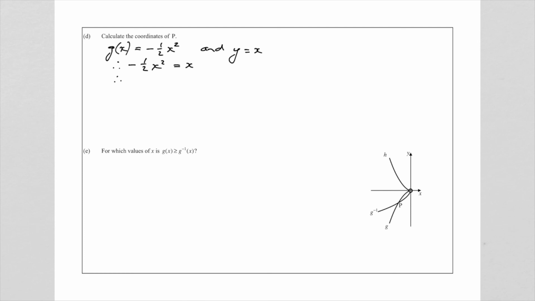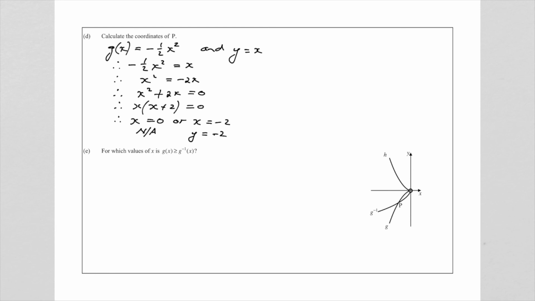And then we will manipulate, and we get that x squared is equal to minus 2x. I multiplied both sides by negative 2. Now we can write this as a quadratic equation, and we can factorize to solve for x. That is x(x plus 2). So now we can say that x is equal to 0, and this one, as you know, is not applicable because 0 is not part of it. Or we can say that x is equal to negative 2. Now, if x is negative 2, because one of the functions is y equal to x, that means y will also be equal to negative 2. So the coordinates of P will be (minus 2, minus 2). Those are the coordinates of point P, the point of intersection.